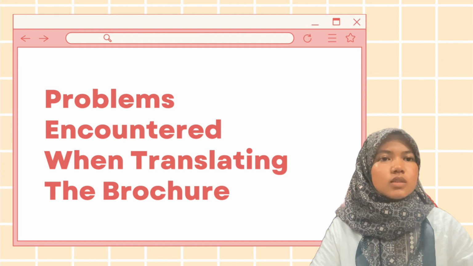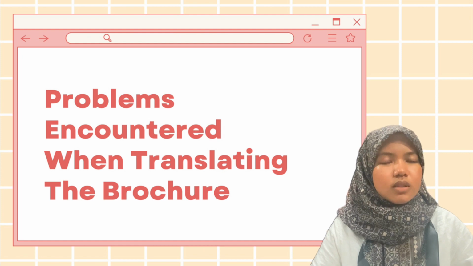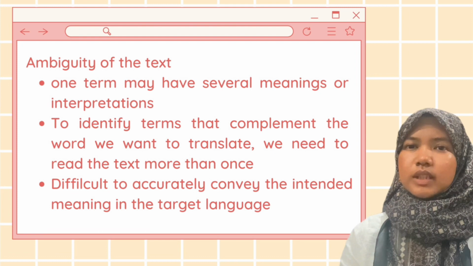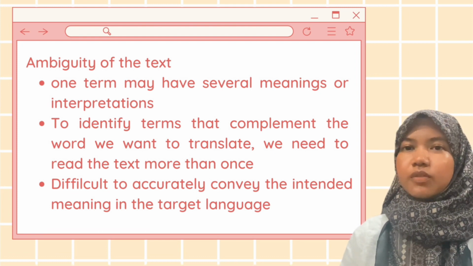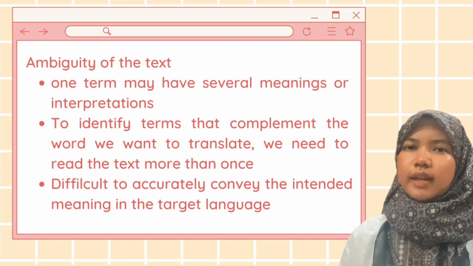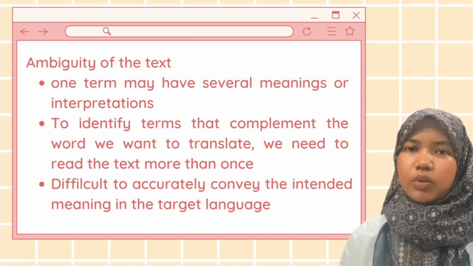While translating this brochure, we found a few significant problems that we think might affect the outcome of our brochure translation. Here are some of them. The first problem that we encountered was the ambiguity of the text. One term may have several meanings or interpretations. To identify the terms that complement the word that we want to translate, we need to read the text more than once. It is very difficult to accurately convey the intended meaning in the target language because of the ambiguity.